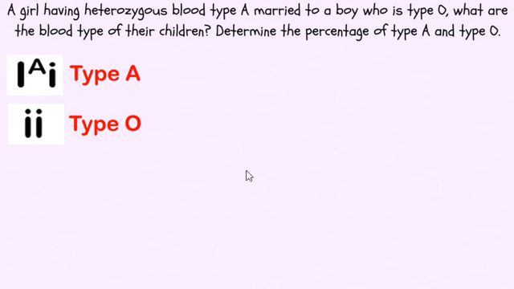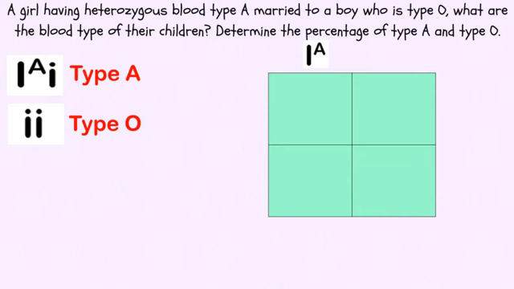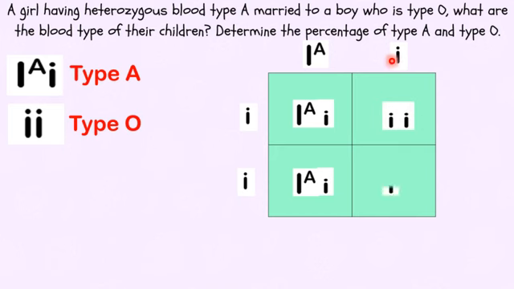After writing down the given, we can now proceed to the Punnett square. Draw the Punnett square and write down the genotype of the parents, which are capital IA and small i for type A, and double small i for the type O. Then copy small i for the first offspring, copy IA, copy small i for the second offspring, and then i here, another i for the third, and the last one is also double small i. After this, we can now jot down the genotype of the offspring.